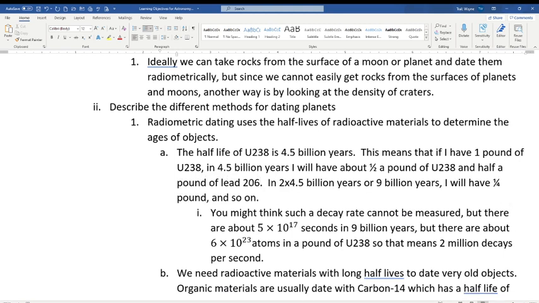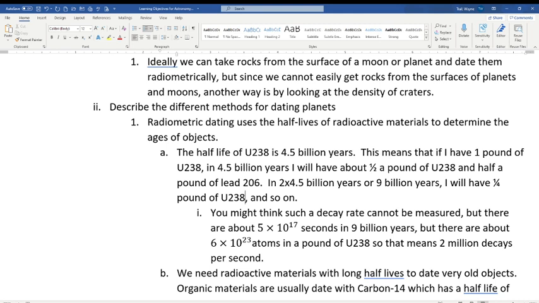I think it was lead-206, wasn't it? I'm going to assume that's what it was, because the uranium decays into the lead. And so then in 2 half-lives, so in 9 billion years, I'll have a quarter pound of uranium and 3/4 of a pound of lead, and so on.